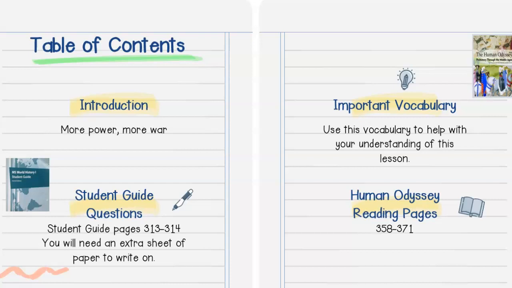And then important vocabulary. We'll go over some vocabulary you'll need to know for this lesson. And then your Human Odyssey reading, pages 358 to 371. Again, it's extremely important that you are doing your reading for these lessons to tie everything together.